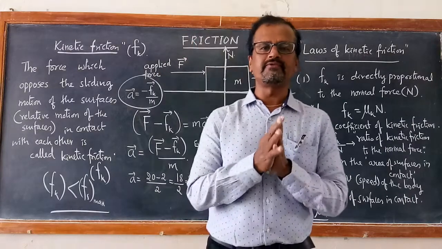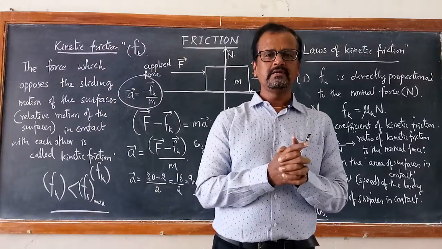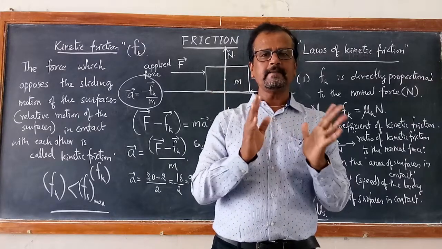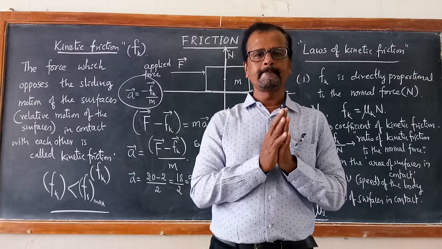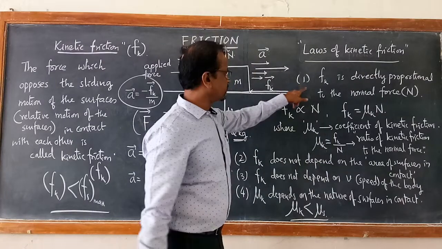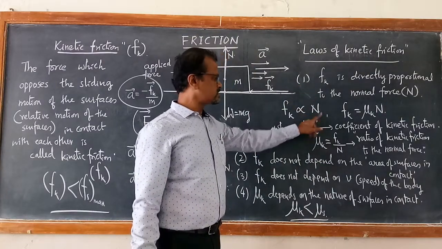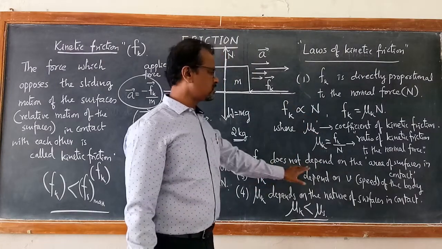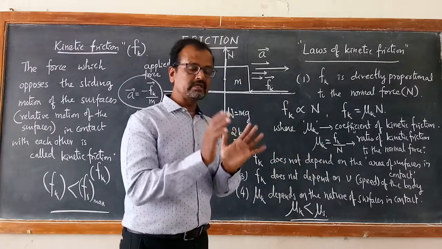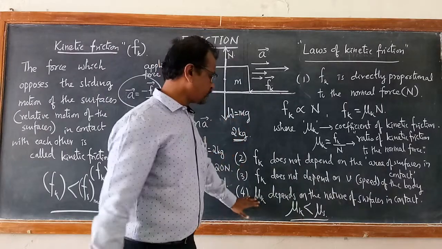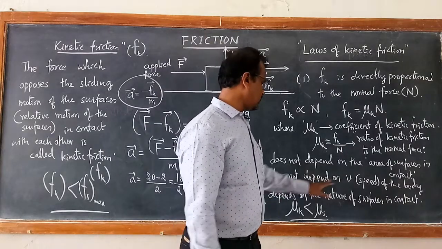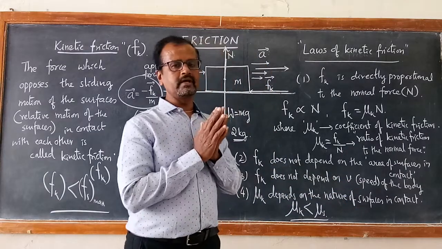So we will learn more about friction in the next session, that is rolling friction, and then we will study certain numerical examples. Okay, I think you got the point. So remember, Fk is directly proportional to normal reaction, and Fk does not depend on area of surfaces in contact. Fk depends on the nature of the surfaces in contact. Mu k is less than mu s, and Fk does not depend on speed of the body.